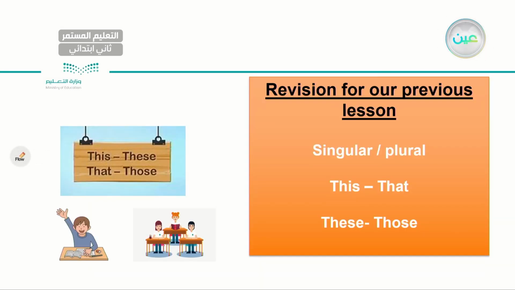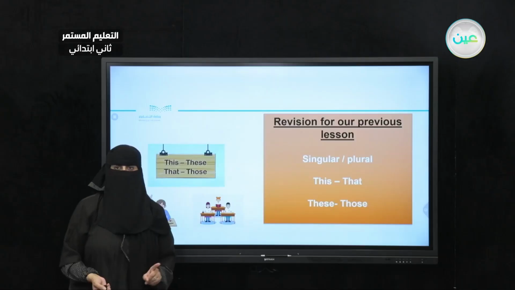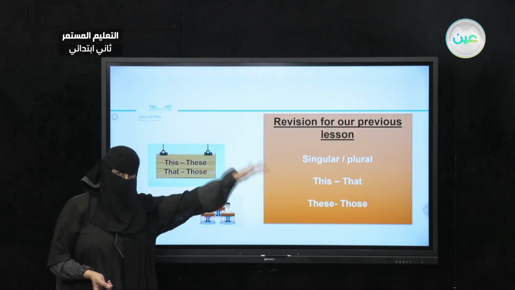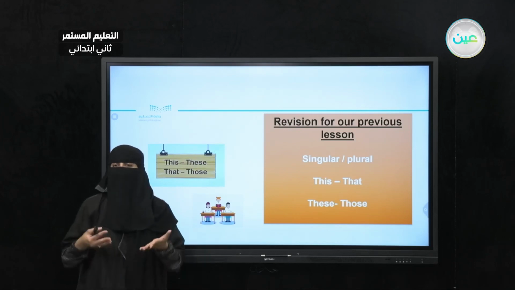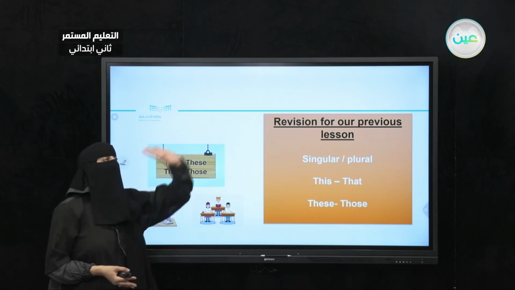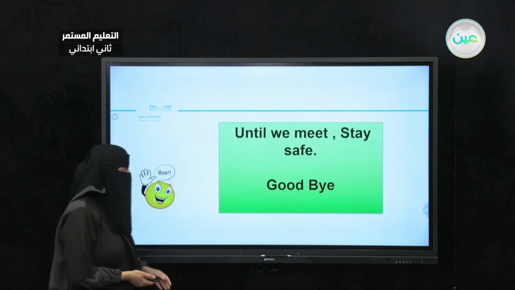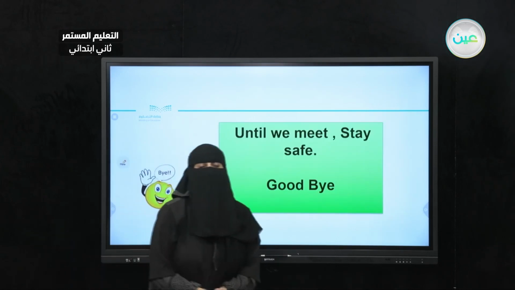So let's revise what we've learned in this lesson, my dear student. In this lesson, we practiced singular and plural items. We use this and that with singular. This is a book, that is a book. Also, we introduced these and those. These are books, those are books. Okay, so that was my lesson, my dear student.